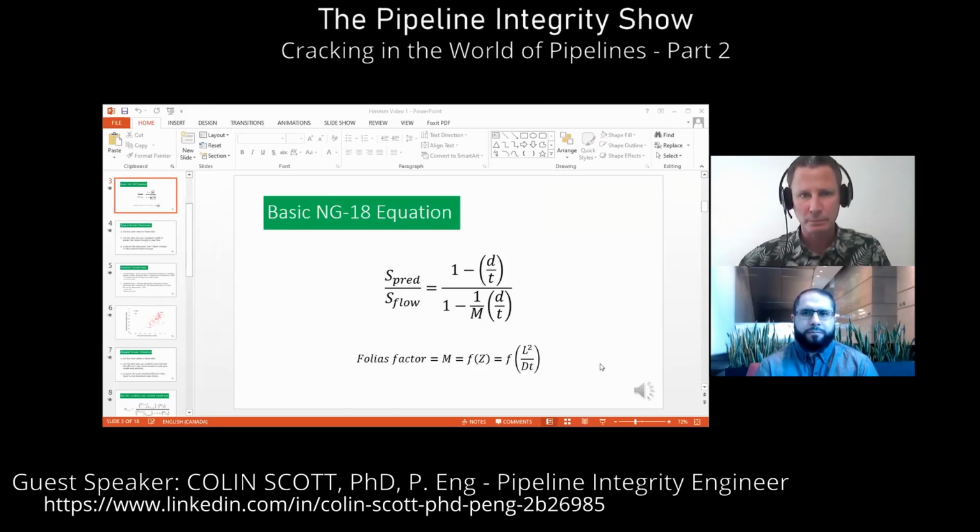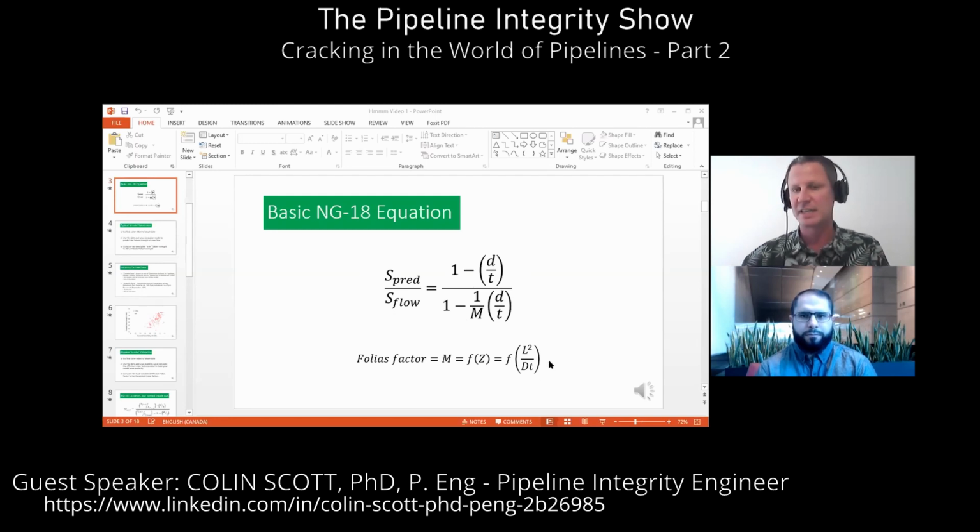Now, you see on the left-hand side we've got this ratio, predicted failure strength divided by the flow strength. Typically that term is nicknamed the remaining strength. And then on the right side of the equation, we have a fraction where the top of it is 1 minus d over t, where d over t is the flaw depth ratio, the depth of either a corrosion or cracking flaw divided by the wall thickness. And then that's all on top of 1 minus 1 over M, d over t. And M here is the Folius factor that I just mentioned. You'll see that down there at the bottom.